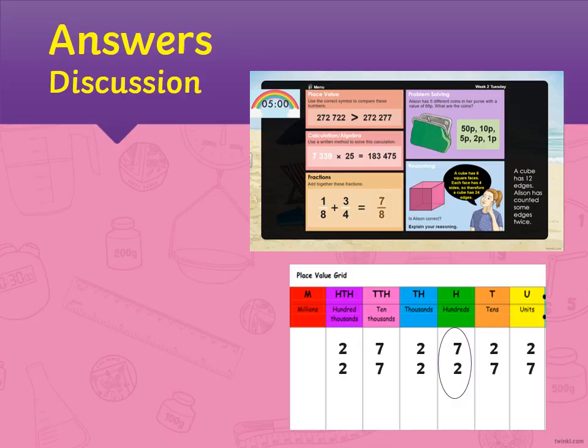So now we're going to go through how we could have found those answers. If you found those answers quite easily, and you got them all correct, then just skip through this part and go to the next part of our video. But otherwise, we're going to go through how we could have found those answers together.